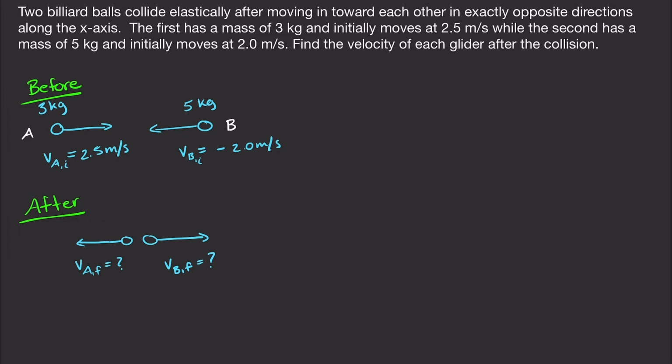And what we want to do is we want to use these equations that we have for the final velocity if an object A collides with an object B when object B is at rest. Okay, if we do that, then we get the final velocity of object A is the mass of A minus the mass of B all over the sum of the masses times the initial velocity of A.